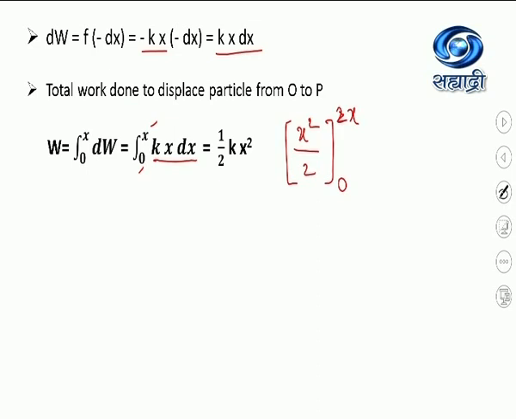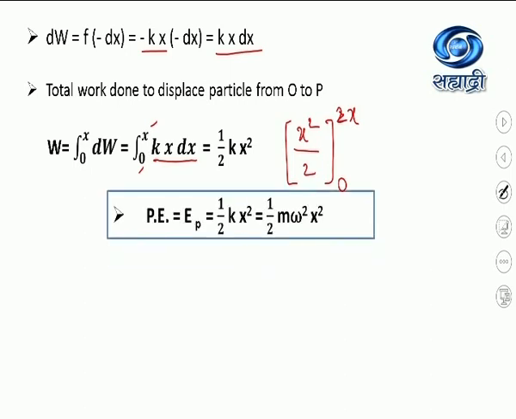So this work done is against the restoring force. That's why this work done is stored in the form of potential energy. Hence, this work done is equal to potential energy, say Ep, which is half kx square, that is equal to half m omega square x square. Here k can be substituted as m omega square. So potential energy again depends on the position, that is on the displacement.